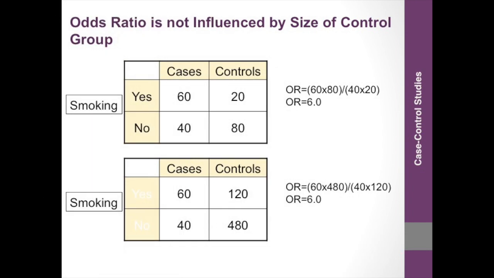Taking the data from our previous example about exposure to smoking and the development of lung cancer, we can see that the odds ratios are not influenced by the size of the control groups. So in this case, we get equally an odds ratio of 6.0 despite the differences in the number of controls in the two groups.